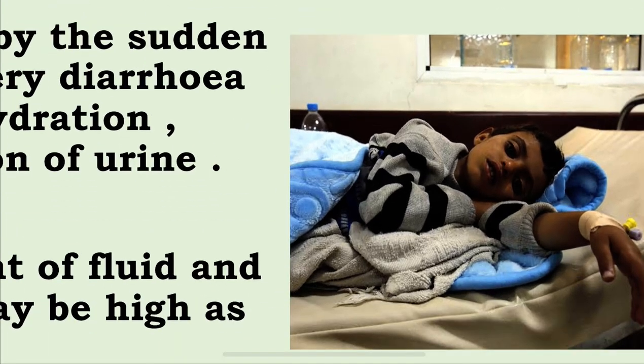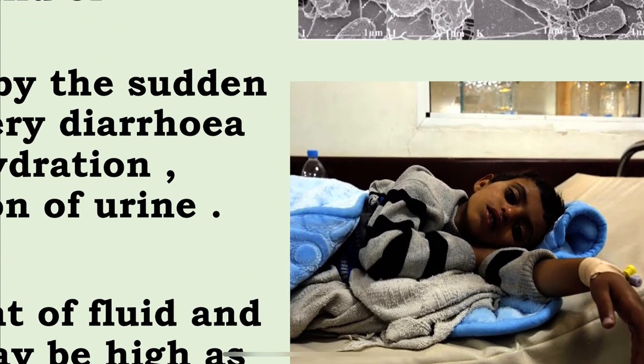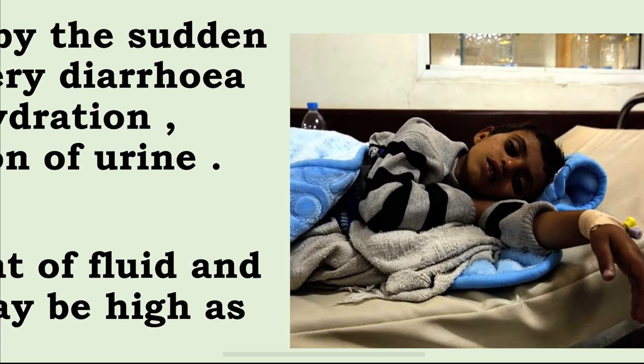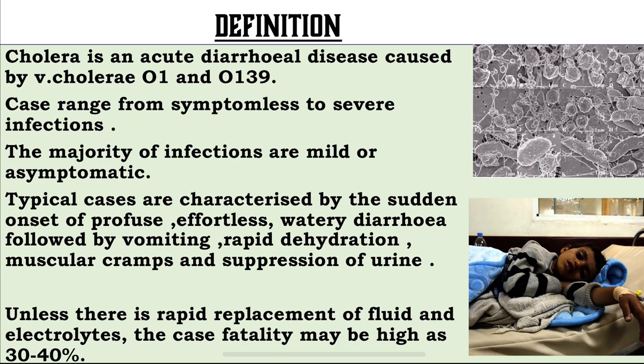You can see the patient here having rapid dehydration, suffering from profuse, effortless, watery diarrhea followed by vomiting, muscular cramps, and dehydration. So these are the typical symptoms and signs present in cases of cholera.